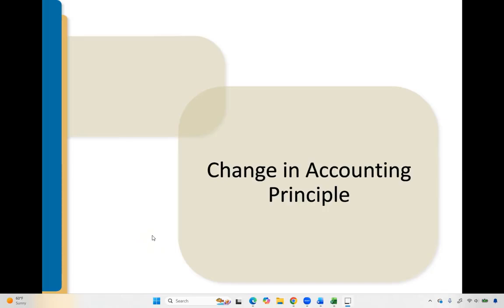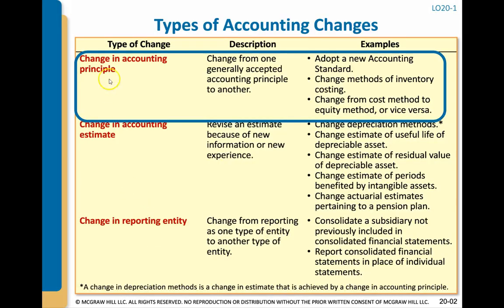Hello, in this video, we'll be going through changes in accounting principle. There are three different types of accounting changes that can occur, and the accounting of how to record those changes differs depending on the type of change that it is. There's a change in accounting principle, a change in accounting estimate, or a change in reporting entity. There's also correction of an error. But in this video, we're going to be focusing on how to account for a change in accounting principle.